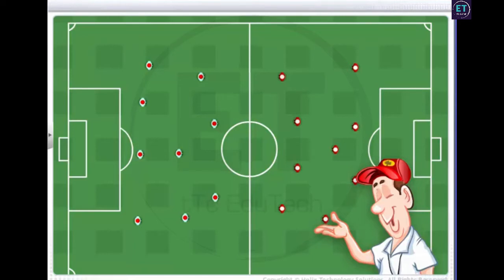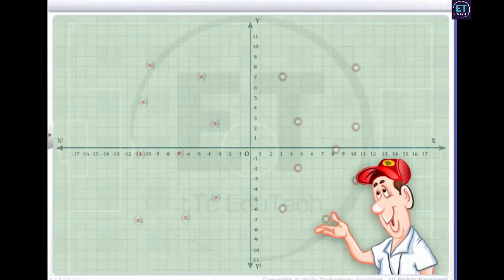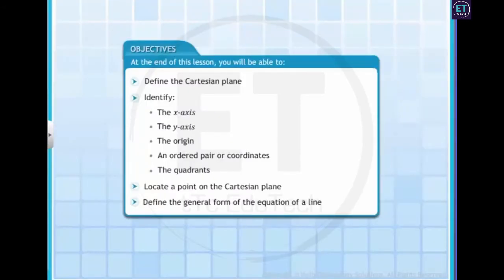Using a similar method, you can locate points on a two-dimensional geometric figure with the help of the Cartesian plane. In this lesson, you will learn about the Cartesian plane. You will also learn how to use this plane to plot points. At the end of this lesson, you will be able to define the Cartesian plane, identify the x-axis, the y-axis, the origin, an ordered pair or coordinates, and the quadrants. Locate a point on the Cartesian plane and define the general form of the equation of a line.